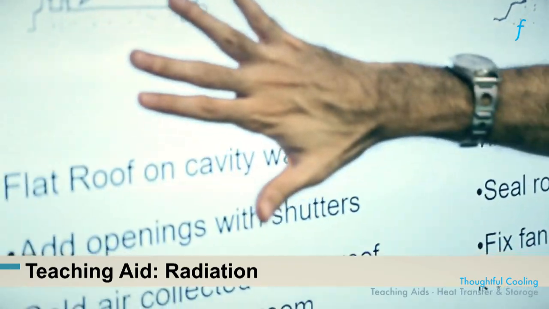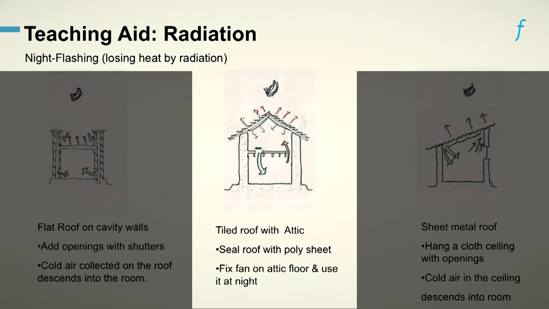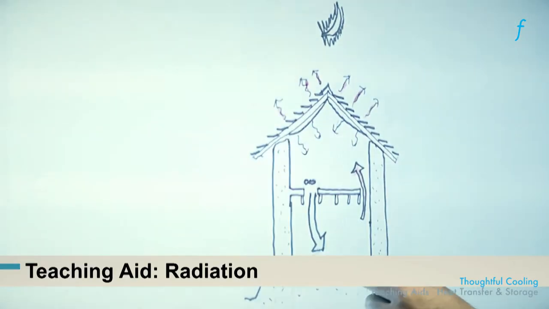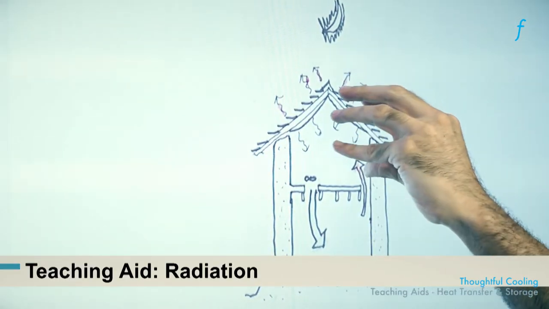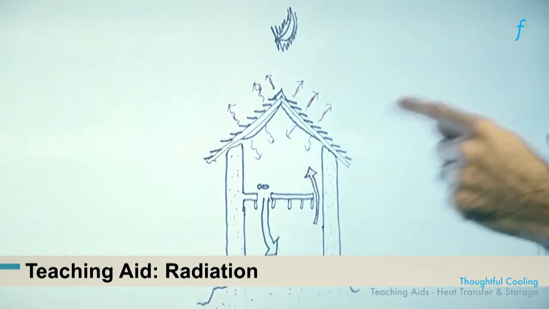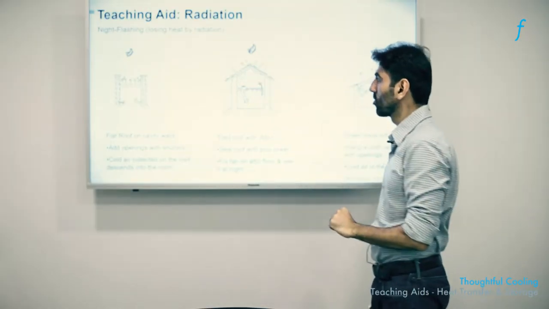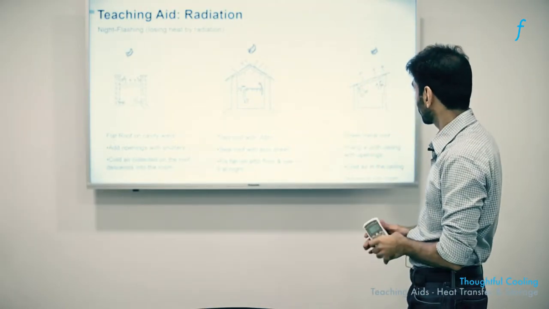So here is one option for conveying this concept, which is a flat roof where the top of the roof is radiating to the night sky. Here is a sloped roof where we have an attic over here, which essentially becomes a storehouse of cool air. This cool air is allowed to descend into the lower space, and the warm air rises, gets cooled here. So this becomes almost like a refrigeration compartment, which is constantly radiating heat to the night sky. And this becomes almost like a passive cooler for the building.